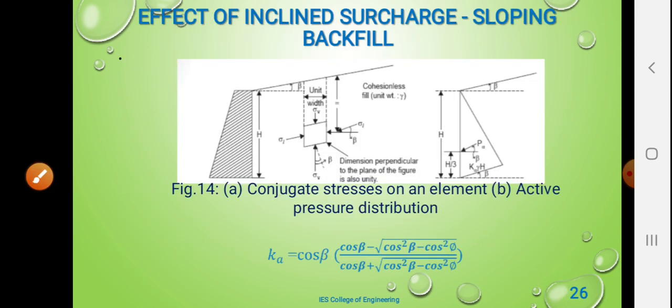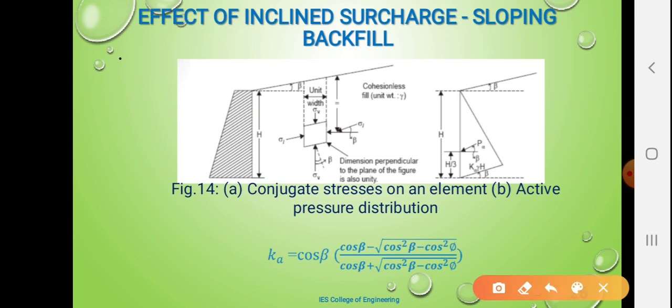Next one is the effect of inclined surcharge, sloping backfill. That means here the backfill surface is inclined, making an angle beta with the horizontal, and the equation for the coefficient of active earth pressure is Ka equal to cos beta into (cos beta minus root of cos square beta minus cos square phi) divided by (cos beta plus root of cos square beta minus cos square phi). Here beta is the angle made by the sloping backfill with the horizontal and phi is the angle of internal friction.